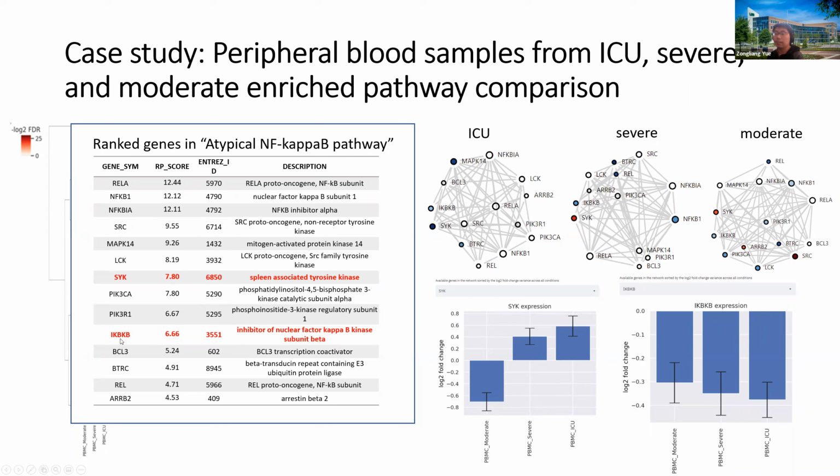And another one, IKBKB, is an inhibitor of nuclear factor kappa B kinase subunit beta, and once you observe its expression downregulated here, you tend to observe ICU cases. Oh, actually, I observed that this label is wrong. The first is moderate, the second is severe, the third is ICU. So these two should be shifted. Therefore, you can see the trend here.